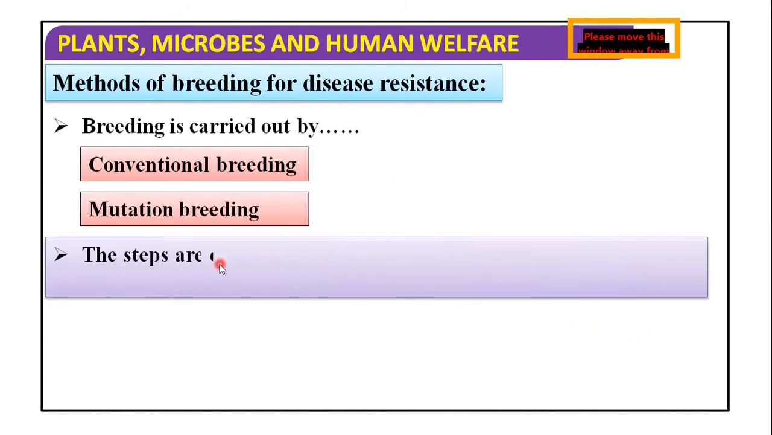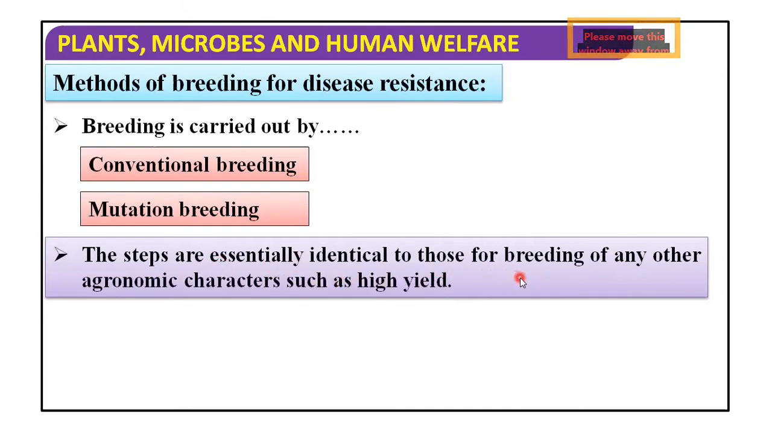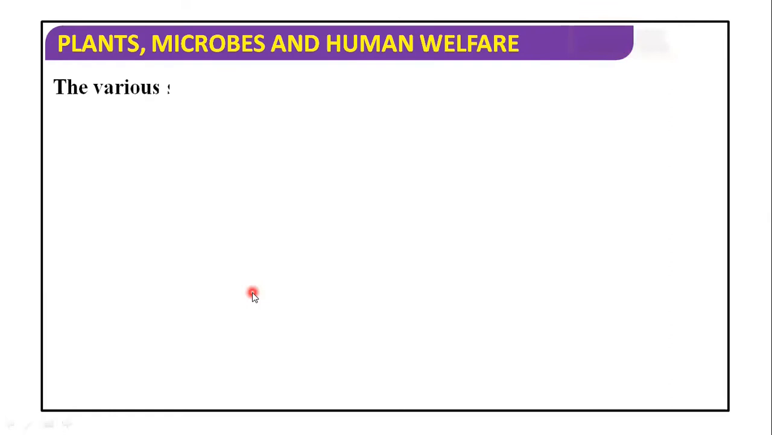Now mutation breeding is another method. I will explain it later. See, the steps are essentially identical to those for breeding of any other agronomic character such as high yield. To get the high yield, these agronomic characters are very important in the plant.